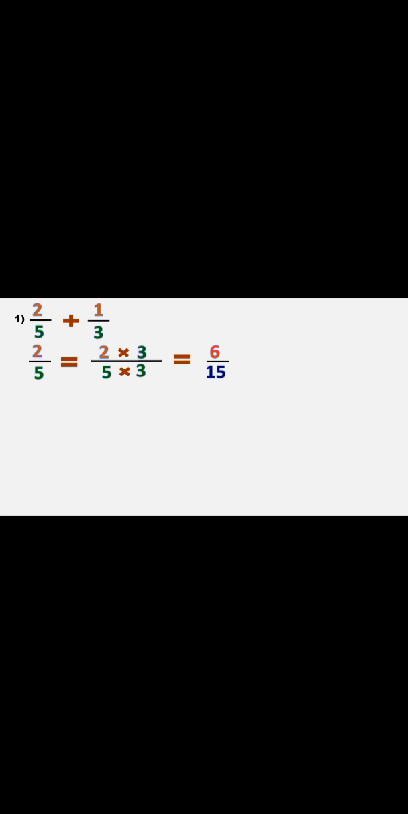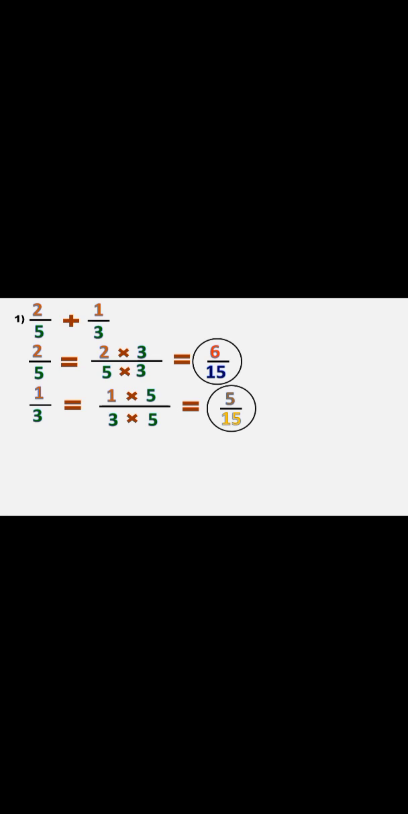So what is my answer? 6 upon 15. Similarly, let's take the second fraction and here I am going to multiply with 5. That is 1 into 5 upon 3 into 5. Why with 5 only? Because it is the denominator of the first fraction. Now, as you can see, after multiplication, both fractions turn into like fractions.